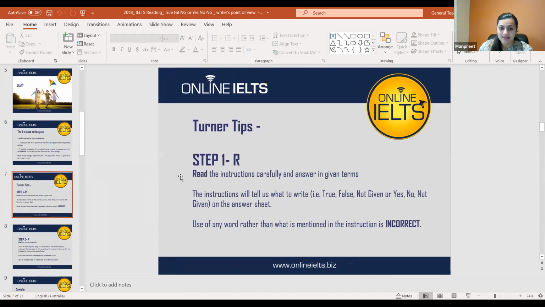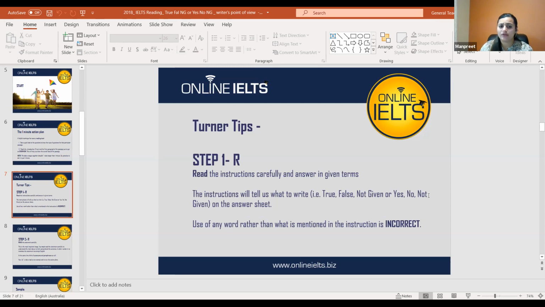All right, next is step 1: read the instructions carefully and answer in the given terms. We've already discussed this. If it says true, false, not given, you have to mark true, false, not given. Sometimes it can just be T, F, and NG. And other times it can be yes, no, not given.